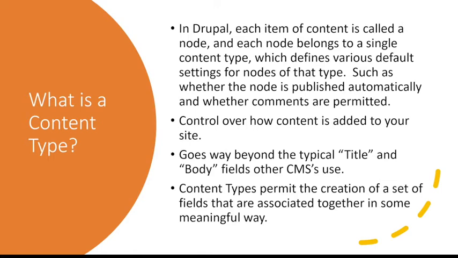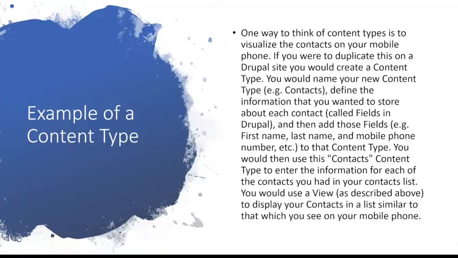So it gives you more granular control over how content is added to your site, and you can move it around and assign it to views, which we'll get into later. This goes way beyond the typical title and body fields of what most content management solutions offer, which is what I was alluding to earlier. Content types permit the creation of a set of fields that are associated together in some meaningful way. And so I'm going to go over an example real quick in the next slide to give you a concrete example of assigning fields to this concept of a content type.